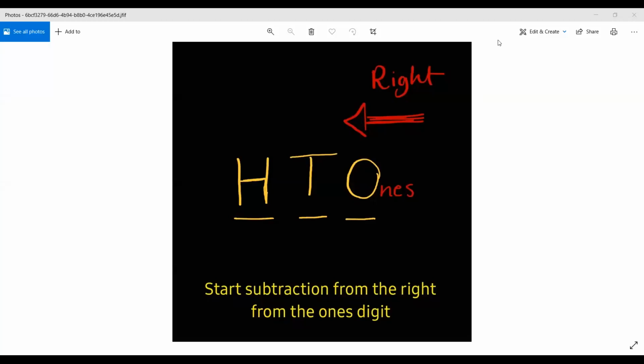The first rule that we have to follow is to put the ones above the ones, the tens above the tens, and the hundreds above the hundreds. We have to order them right, and we should start subtraction from the right, from the ones digit. Always and always you have to start subtraction from the ones digit, okay?